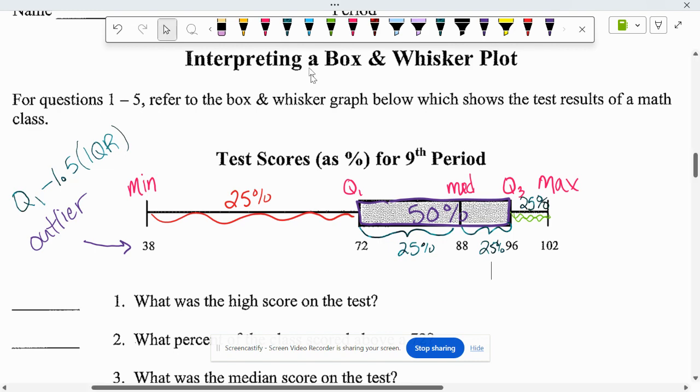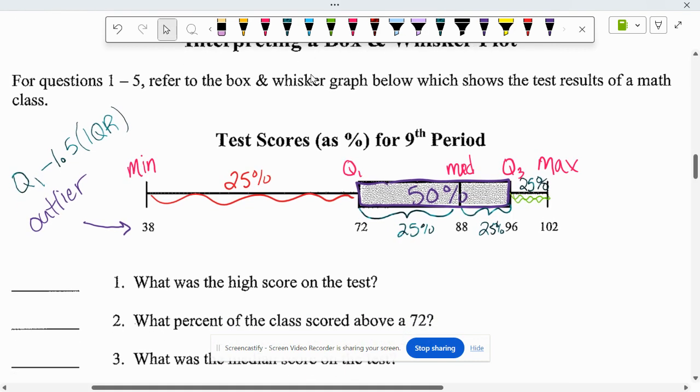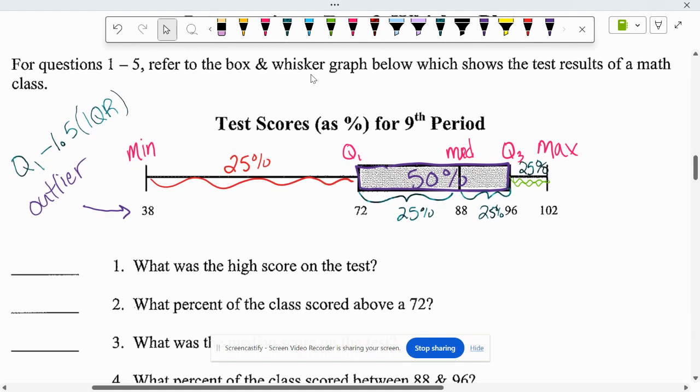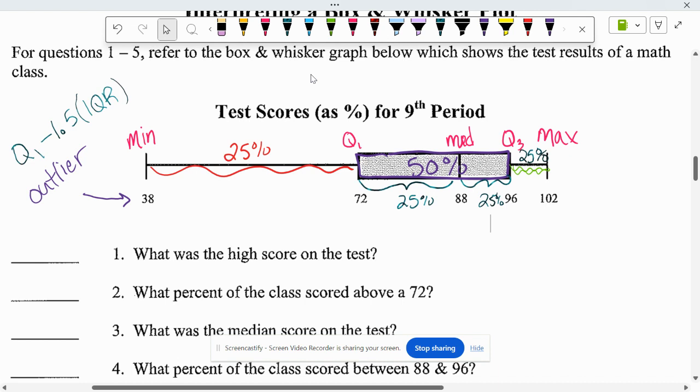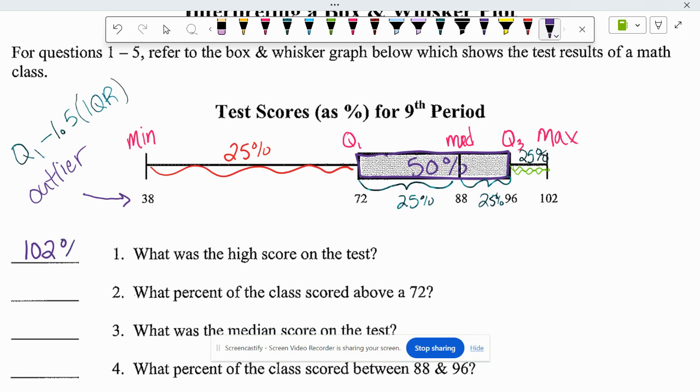Okay. Let's answer some questions. So the box plot that's represented right here shows test scores as percentages for ninth period. So these are math scores. What was the highest score on the test, or the high score on the test? Matthew, high score on the test. Try again. It's 102. It says they're percentages, so I'm going to write 102%. Do you see that? It's probably an outlier, or it's like it's the max. Do you see it's the maximum score?